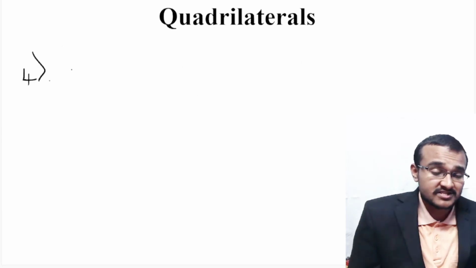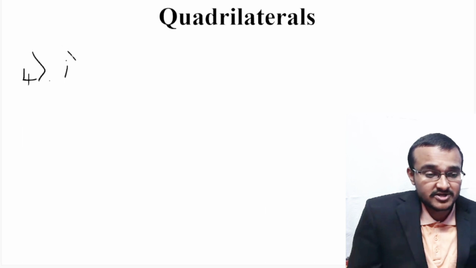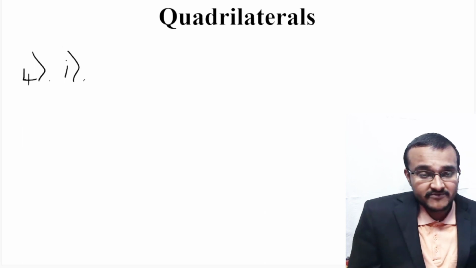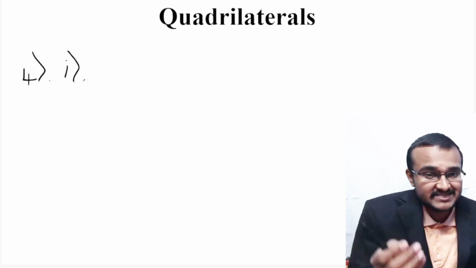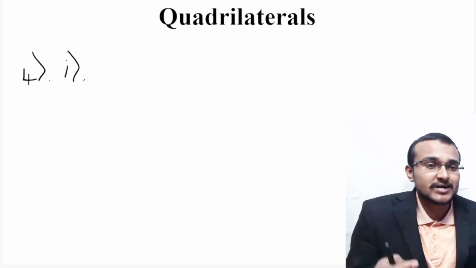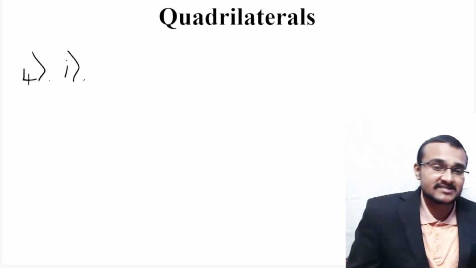Coming to the fourth question in this particular exercise, you have three questions in this particular fourth question. So coming to the first question, they have given: name the quadrilaterals whose diagonals are bisecting each other. So you should name all those quadrilaterals in which diagonals will bisect each other.